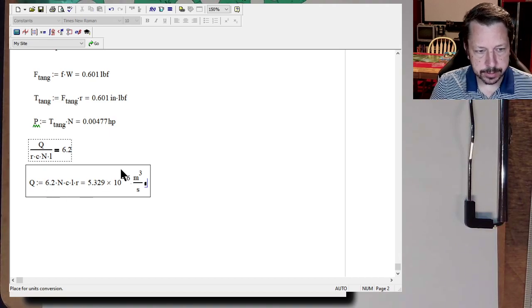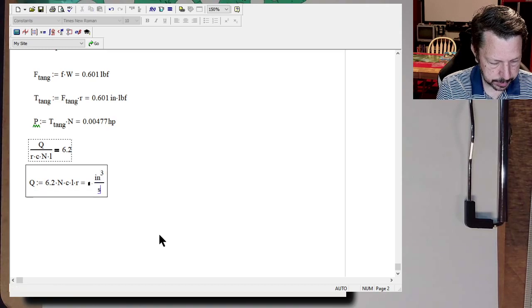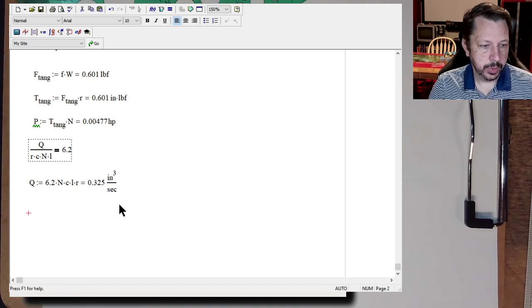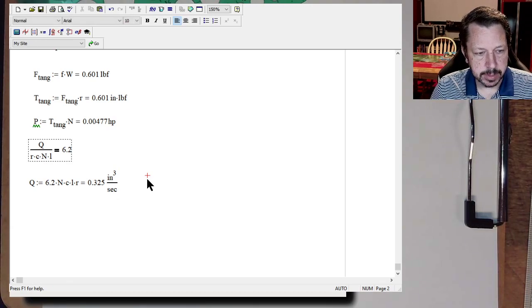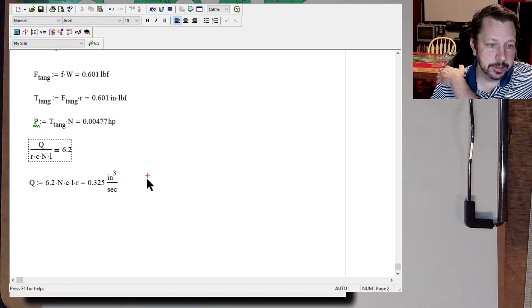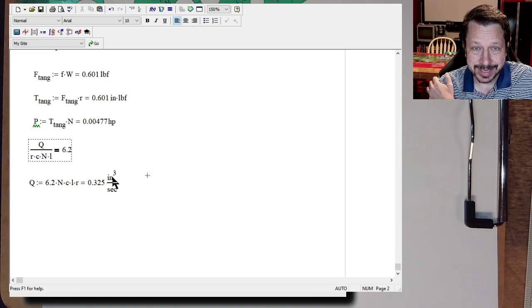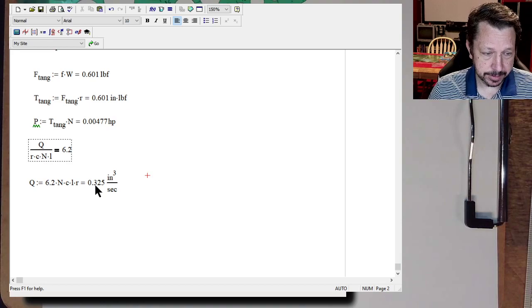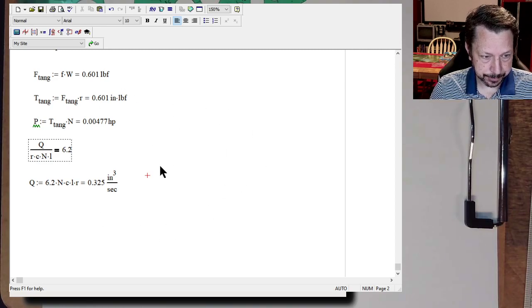And it's in meters cubed per second. Let's put it in inches cubed per second. 0.3 cubic inches per second. So not too bad, not too much. Although this is a cubic inch of fluid per second. So it's still not slow, or I don't know if you count it as slow, but there's a lot of fluid flowing through around this journal.